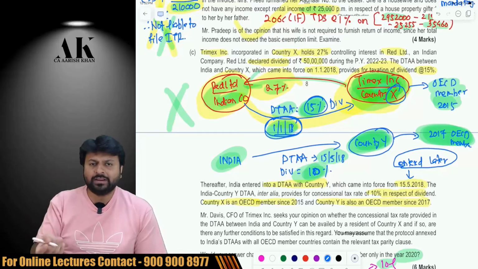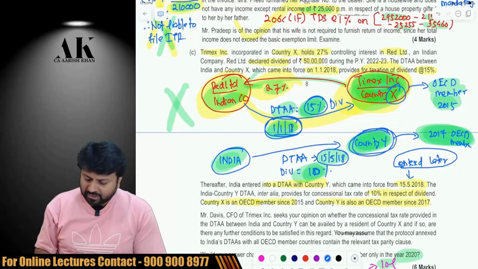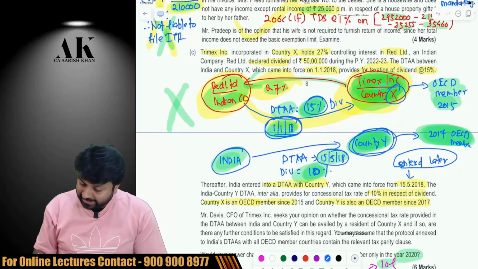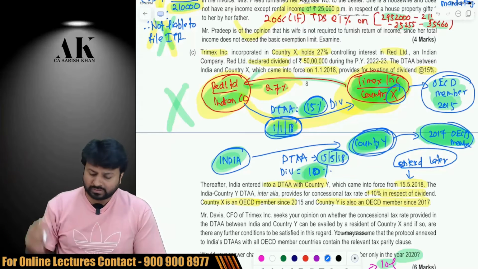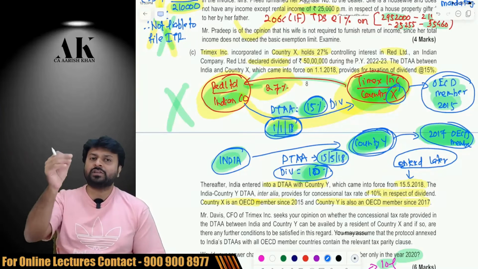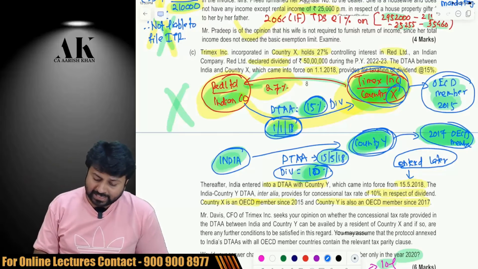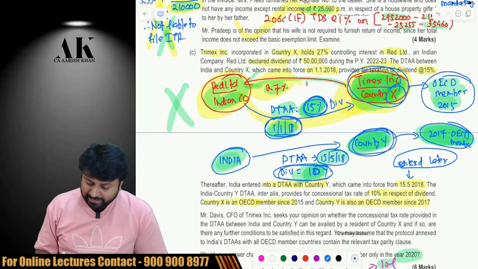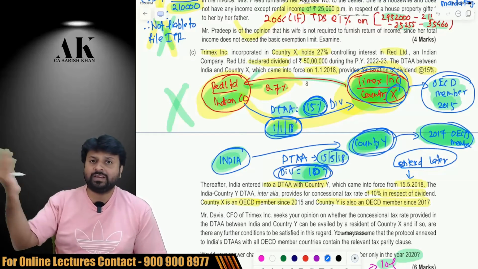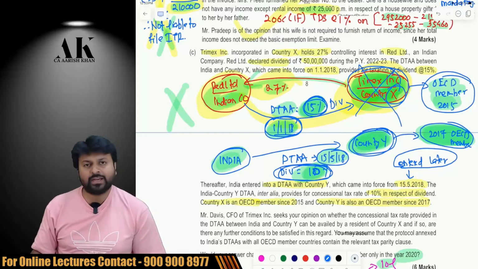Now, 5 months after that, India entered into a DTAA with country Y also on 15th of May 2018. On that date, country Y was a member of OECD and country X was also a member of OECD since 2015. Okay. Now, in case of country Y, we are giving a relaxation of 10%. Now, 5 months back when we entered a DTAA with country X, at that time we are charging 15%. 5 months later when we are entering into a DTAA with country Y, we are charging how much? 10% DTAA tax on dividend. So, country X people are getting angry at us.